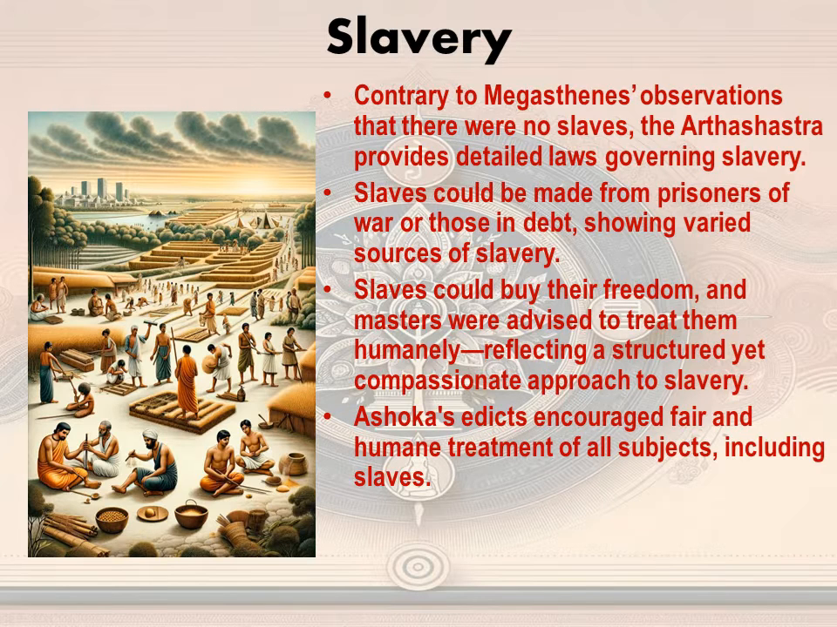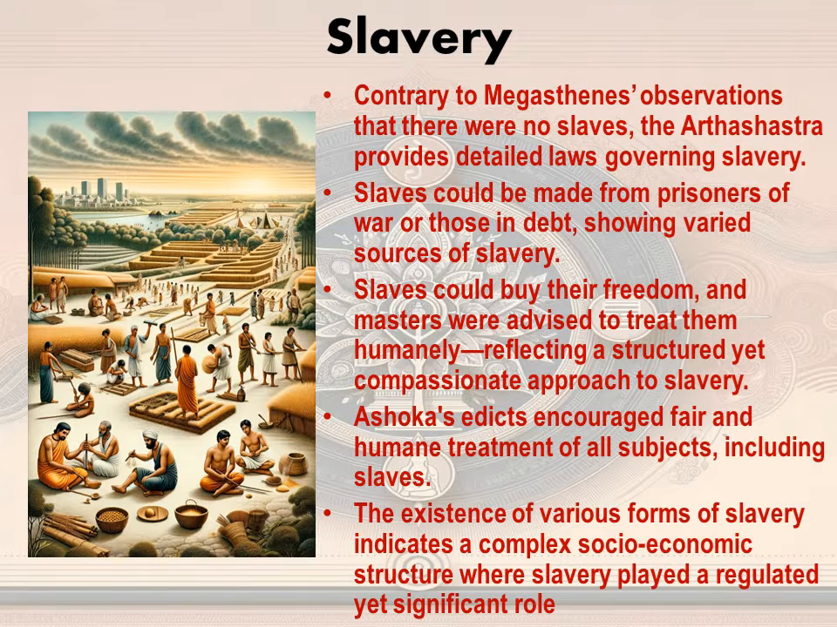Ashokan edicts encourage fair and humane treatment of all subjects including slaves. According to Ashokan edicts, the prisoners of war were to be treated humanely and no punishment was to be given to them. So it can be said that even though there was limited slavery at the time of Chandragupta and Bindusara, at the time of Ashoka there was no existence of slavery.